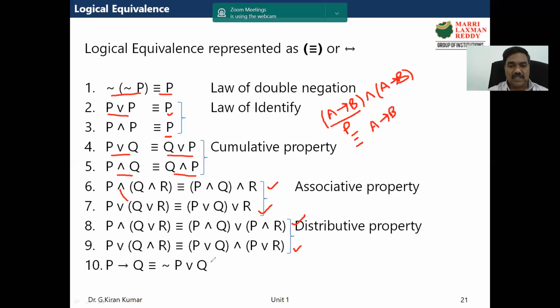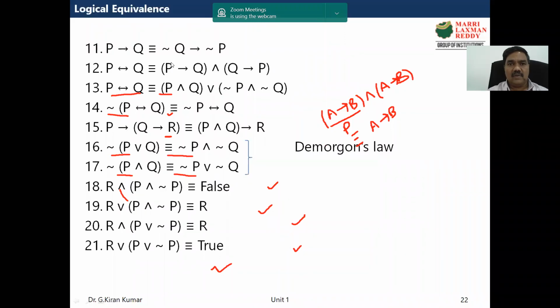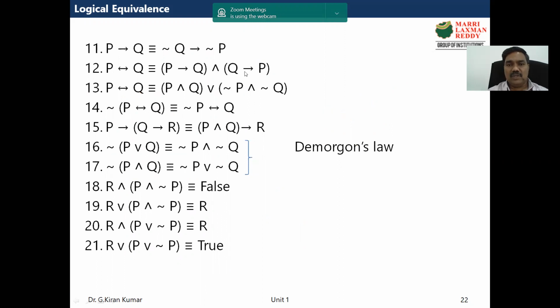Then implication: P implies Q is logically equivalent to negation of P or Q. So this is implication in terms of OR. Whenever I want to convert implication in terms of OR, we use this formula. Then the next set of formulas: P implies Q is logically equivalent to negation of Q implies negation of P. That means implication is logically equivalent to its contrapositive.